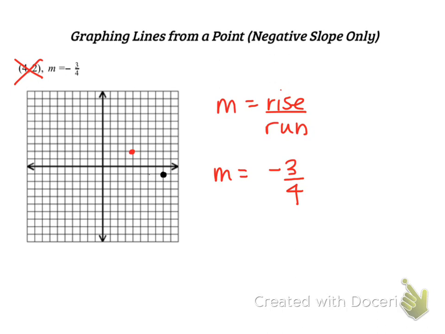Then I need to flip it, just like we did with the positives, and I can go up 3 and left 4. So I can go up 3 from my point and left 4. Those are the only points that I get, and it does make a nice, good straight line. So I graphed everything correctly. Now notice that this slope is sloping down because it's a negative slope, instead of sloping up, which was the positive slope before.